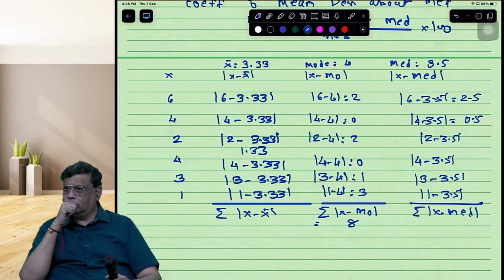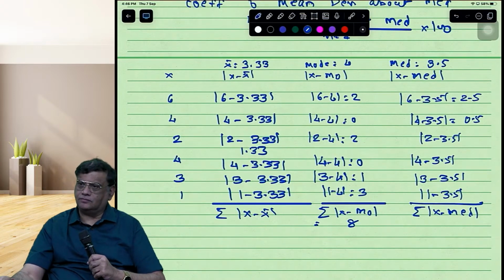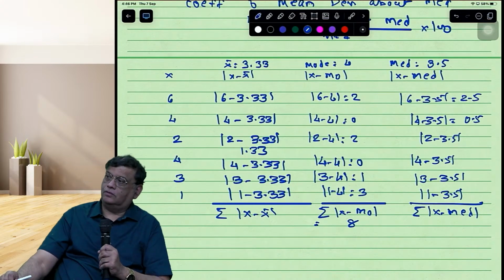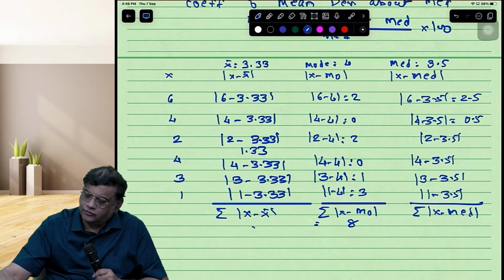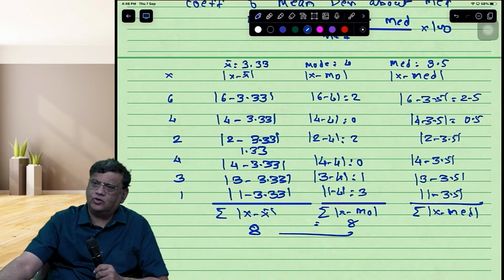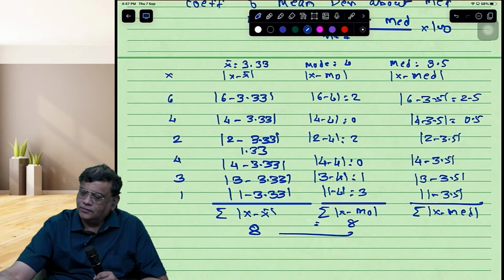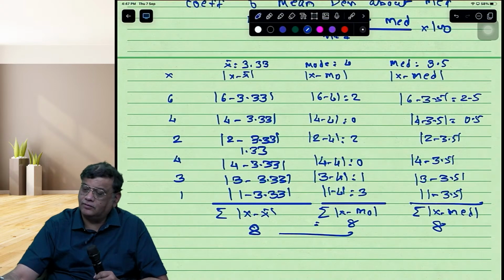तो समेशन मॉड्यूलस x माइनस x बार कितना आया? Huh? 8. By the way, this is just a coincidence that these two are equal. And x minus median कितना है? All are same. Okay. So this is also 8. Exact किया ना तुमने? हाँ.